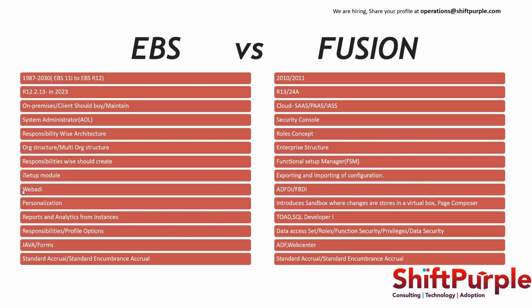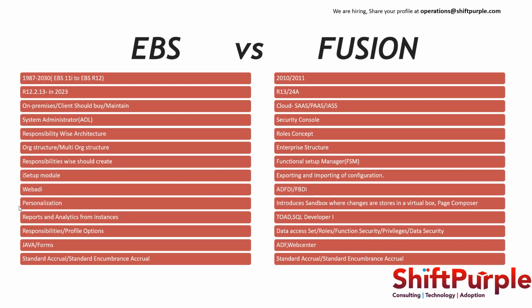Here we call it Web ADI for the active Excels. In Fusion, we call it ADFDI. And FBDI are the files which generate a bunch of CSV files, and we load data. So this is the large data loading concept. We use FBDI in Fusion. In EBS, we used to write all the queries and all the conversion programs. In Fusion, we already have conversion programs, and we get standard FBDIs from Oracle, and then we can fill them in and upload the data.